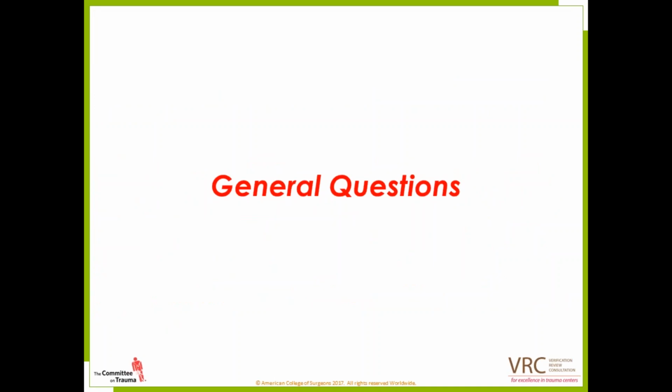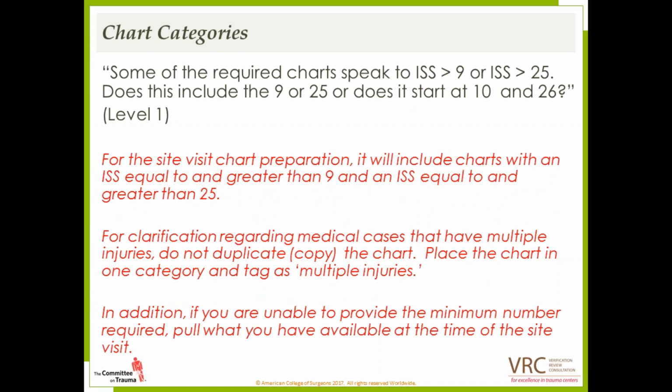So I'm going to begin with general questions. Chart categories: someone asked this great question, and I guess I never looked at it this way. When you're pulling cases for ISS greater than 9 and greater than 25, do the reviewers want to see those cases that begin at greater than 9, or those cases that begin at 10, or 25 or 26? So for site visit chart preparation, it will include charts with an ISS equal to or greater than 9 and an ISS equal to or greater than 25.